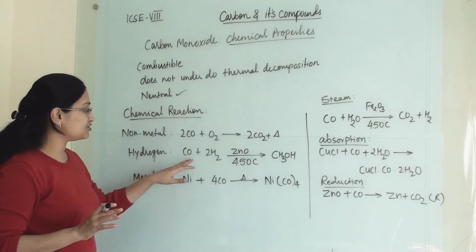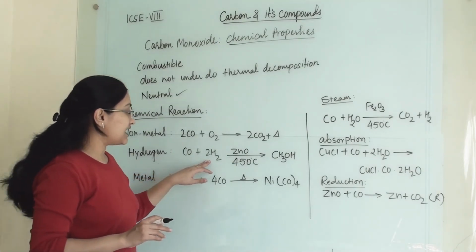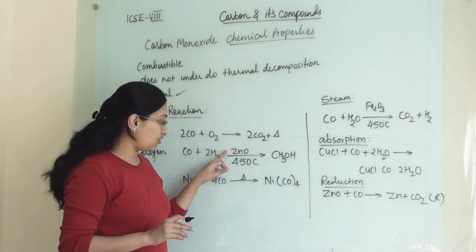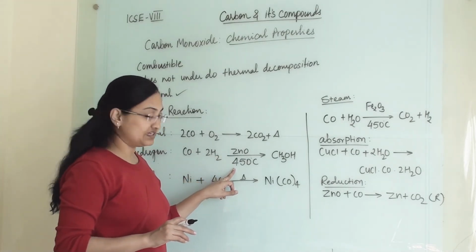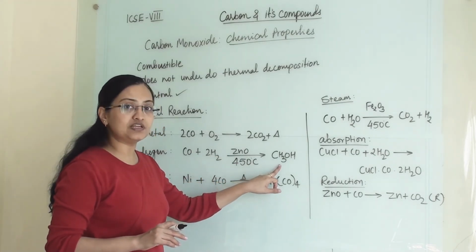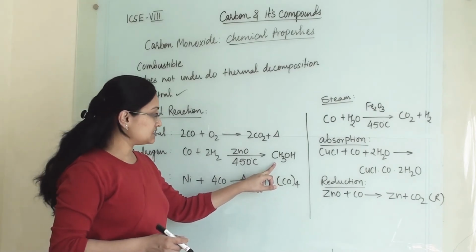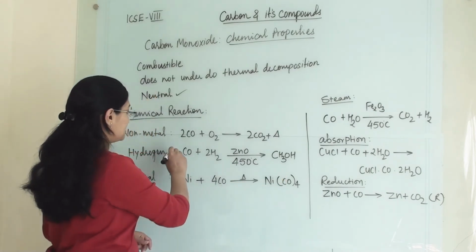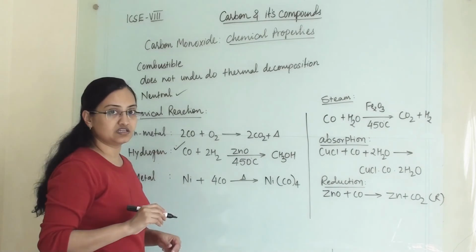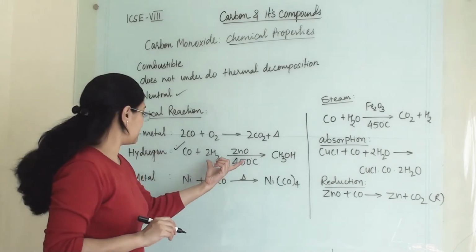Then with hydrogen, it will react in presence of zinc oxide and 450 degrees Celsius temperature, and it will give us methanol. This is CH3OH. So this reaction is important. This can be asked in complete the reaction.